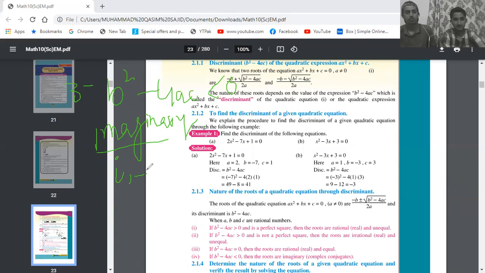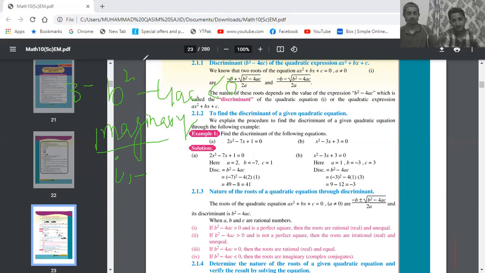And in the second case, when it is not a perfect square, the roots are irrational and unequal. When b square minus 4ac equals 0, the roots are rational and equal. And when b square minus 4ac is less than 0, the roots are imaginary. So basically, these are the four major categories of nature of a root.